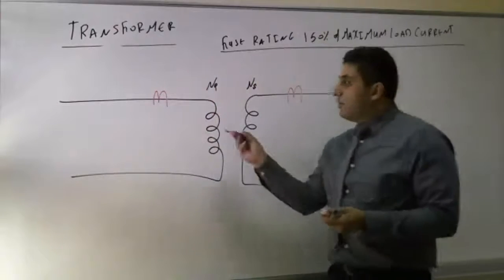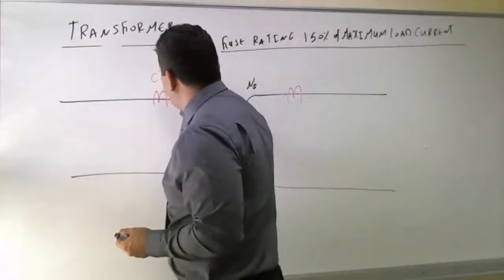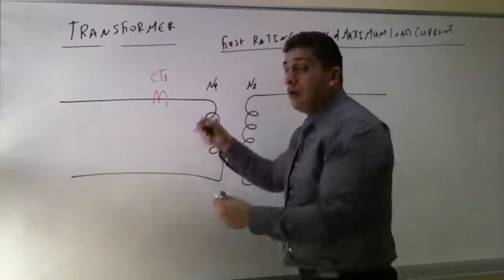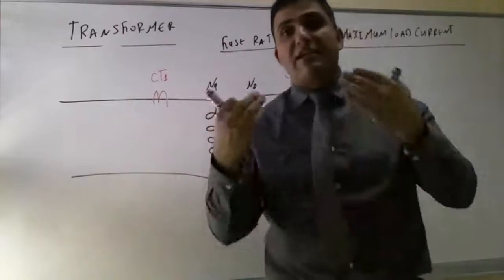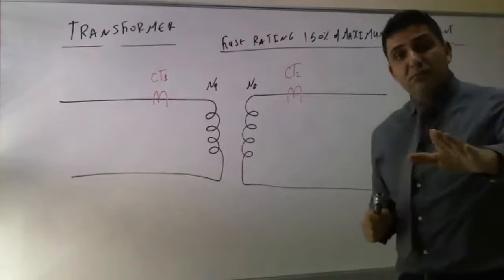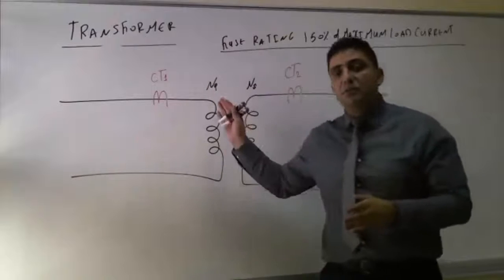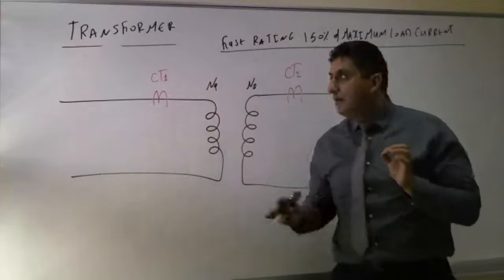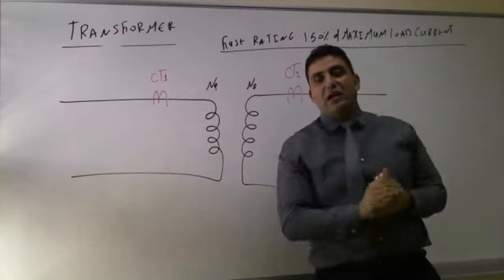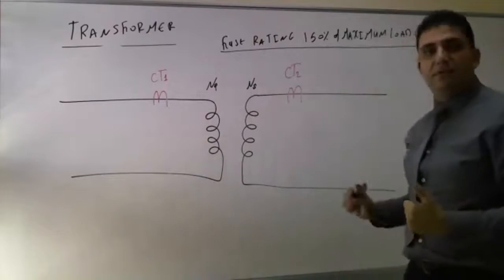This is my CT, so I want to call this CT1, or CT primary, and this is CT2, or CT secondary, on the secondary side of the transformer. We know from the CT chapter that the CT output must be either 5 or 1 amp, depending on which country you work in. If you're working in the States or in Europe, the output of it.